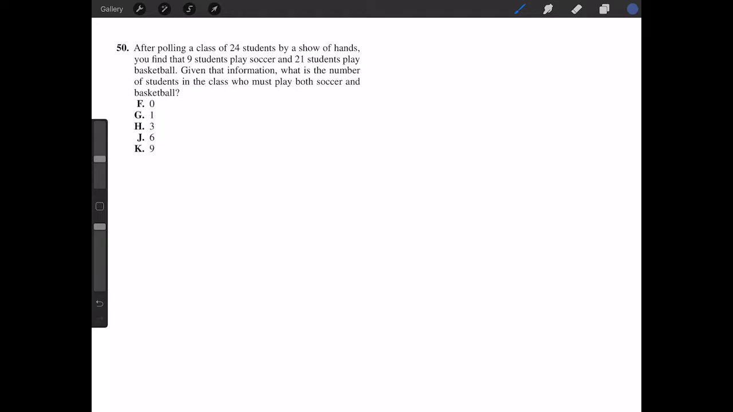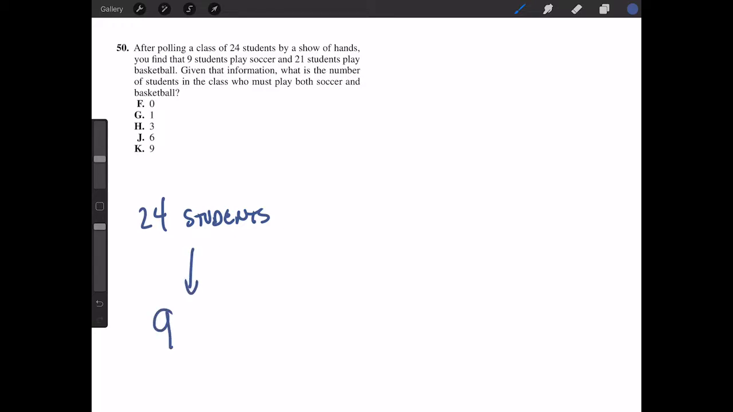Problem 50 reads, after polling a class of 24 students by a show of hands, you find that 9 students play soccer and 21 students play basketball. Given that information, what is the number of students in the class who must play both soccer and basketball? So let's analyze this carefully. You have a class with 24 students.